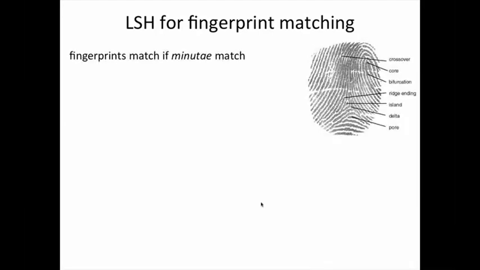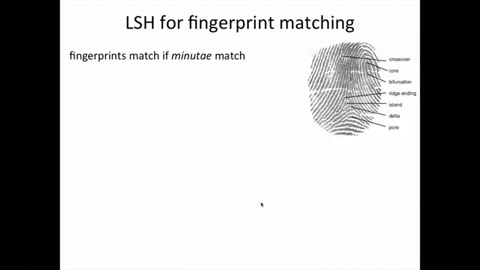To go into some detail, let's take a look at how one might do locality-sensitive hashing for fingerprint matching. This example is covered in Rajaraman and Ullman, so you can read about it there as well. Fingerprints match if their minutiae match.